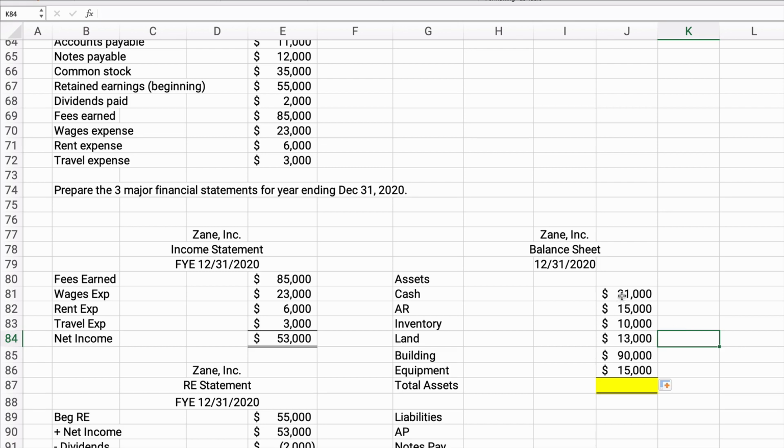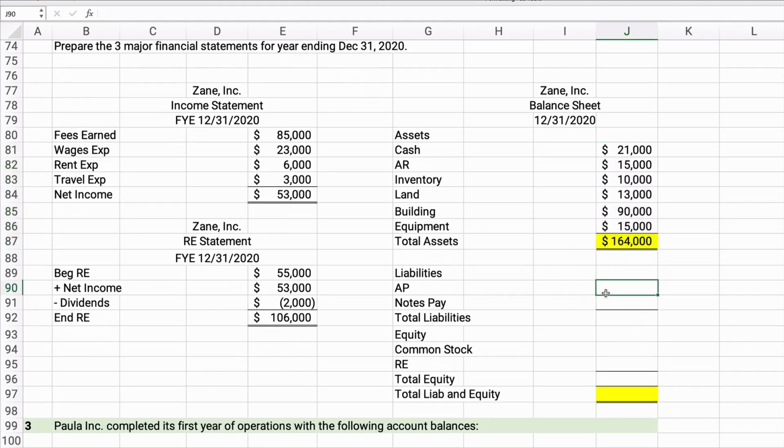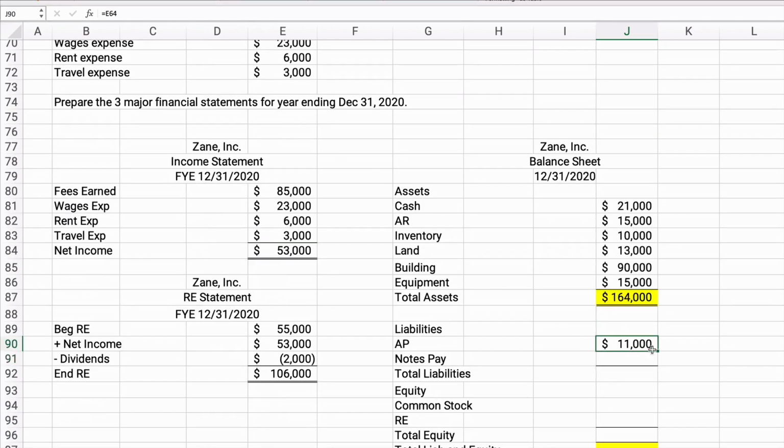So what's our total assets going to be? Our total assets in this case is 164,000. We know that liabilities and equity are going to have to equal 164,000 also. All right, so let's look at the two liabilities. We have accounts payable, which is 11,000, and our notes payable is going to be 12,000. So the total of those two looks like it's going to be 23,000. So we have a subtotal here. The total liabilities are 23,000.